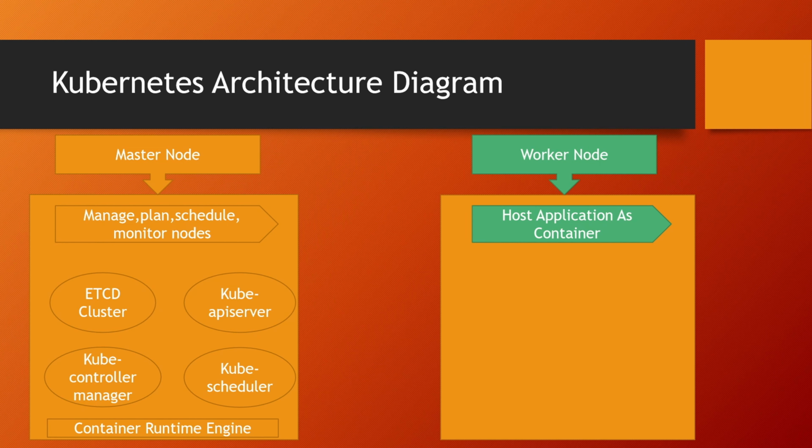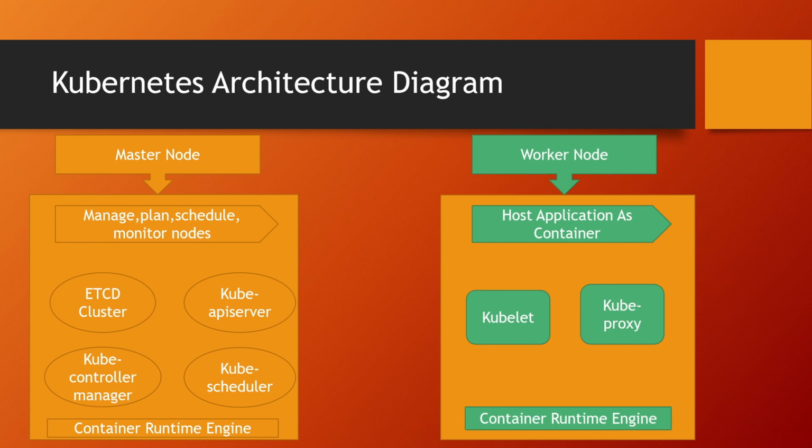Okay. The next one is the container runtime engine. What does it do? All the applications which you are deploying in this entire Kubernetes cluster are deployed in the form of containers. So to deploy them in the form of containers, you need a container runtime engine, that can be Docker, that can be containerd. Now let's talk about the worker node components.